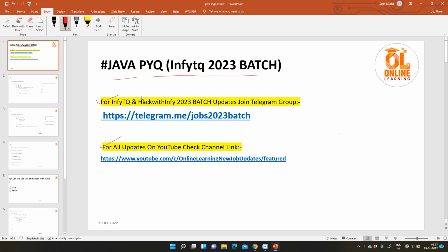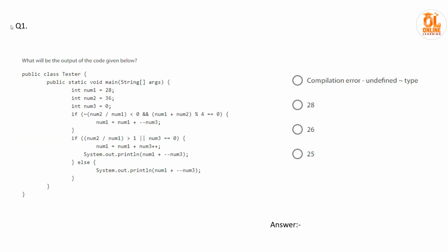Now let us move to the first question. In this question, it is given: what will be the output of the code given below? So we have three variables: num1 is equal to 28, num2 is equal to 36, and num3 is equal to 0. In the if, we have this whole criteria. Now when you have this type of criteria, you always have to see which has the higher precedence.